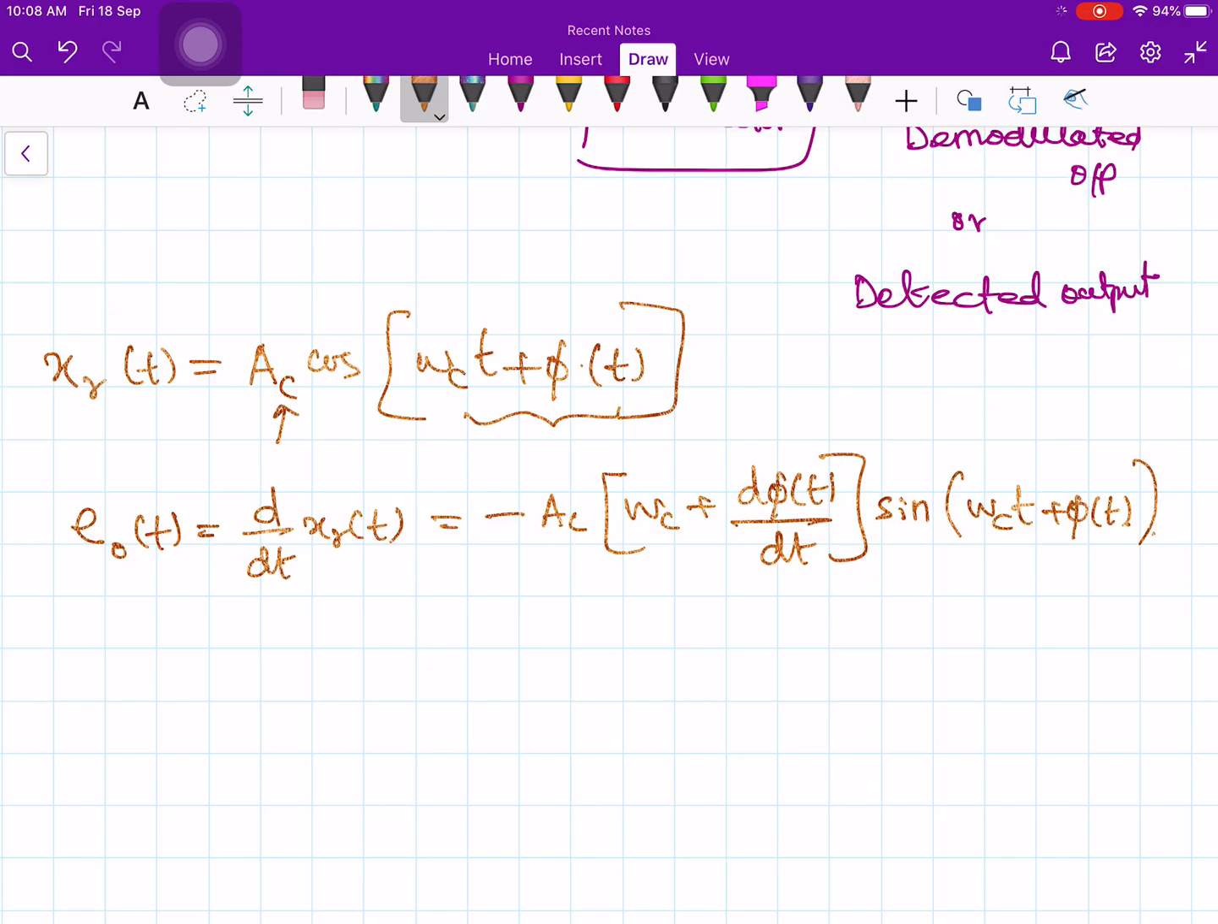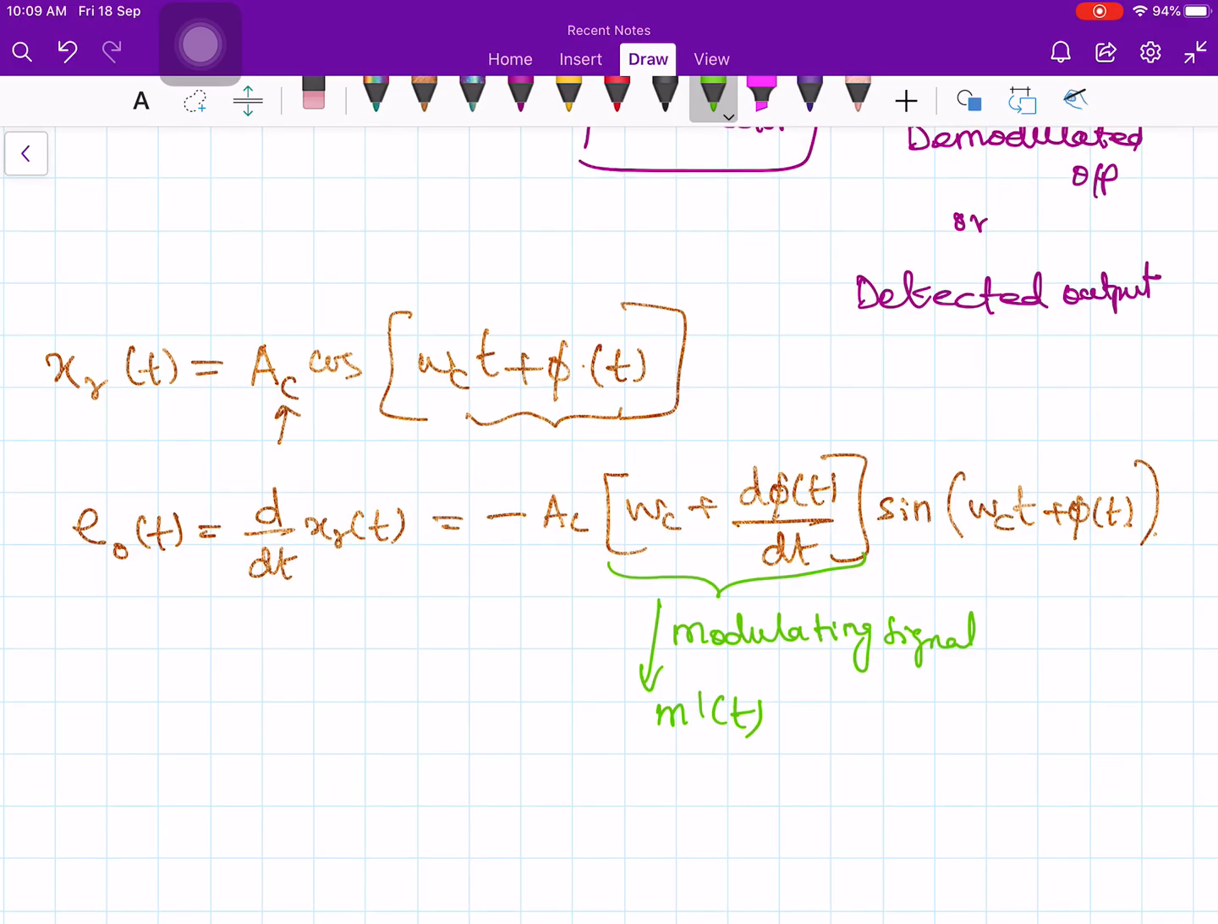Now if you see this equation, you can observe some interesting features. What are those interesting features? What can you say about the waveform E naught of t? You can think of this as some modulating signal. Let me call it some signal, let's say m dash of t or something else.